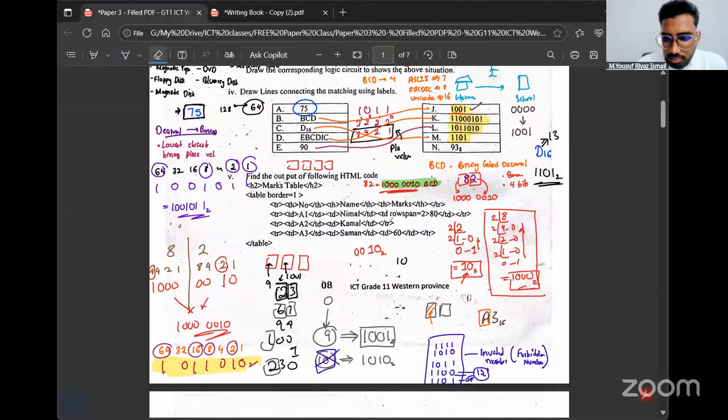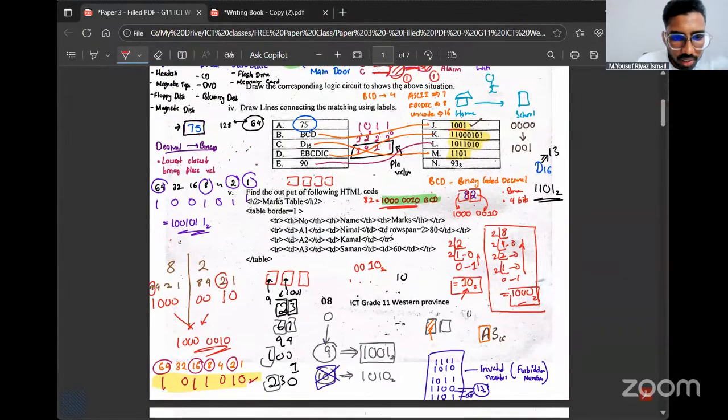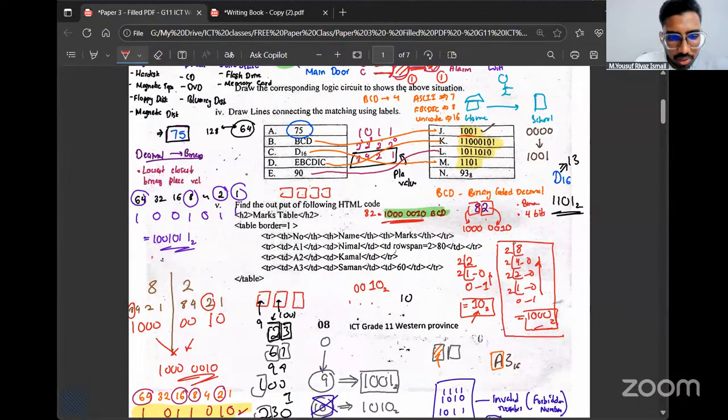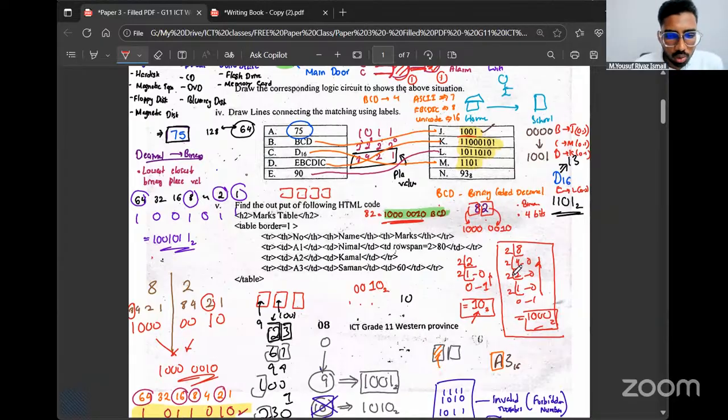So in that question, what you called A is wrong, so you have to ignore A. I don't mind what you do with A. I'm not giving marks for A. If you correctly matched B with J, put half marks. If you correctly match C with M, put half marks. If you correctly match D with K, put half marks. If you correctly matched E with L, put half marks. So total 2 marks there, okay?